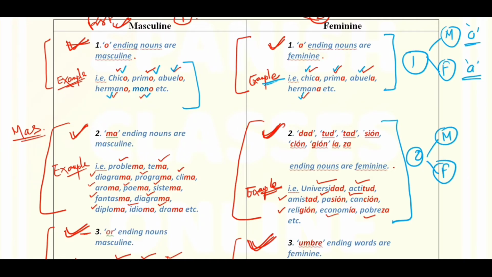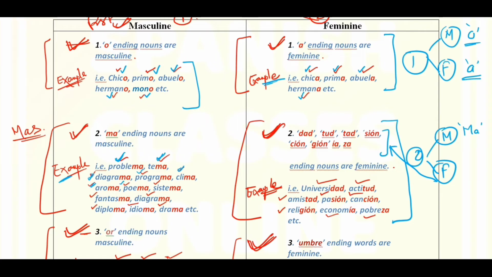Masculine and feminine. So first, MA ending nouns are masculine in nature. Second point: dad, tud, tad, sion, cion, ia, za. These are feminine nouns. This is to identify the words.